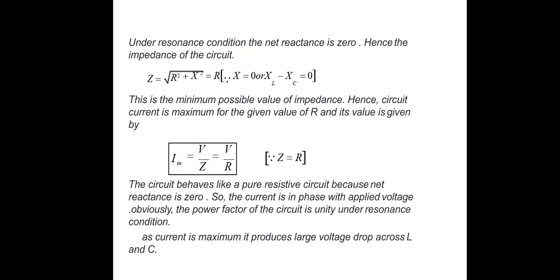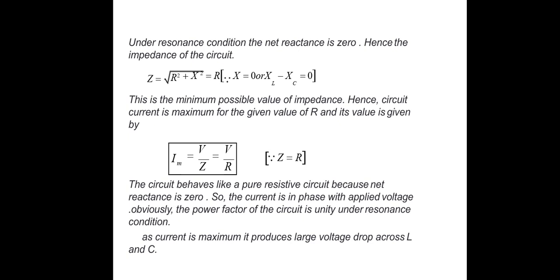The circuit current is a maximum here, because with minimum impedance the circuit current is automatically maximum. Therefore Im is equal to V by Z, which is equal to V by R, where Z is equivalent to R, the minimum impedance. The circuit behaves like a pure resistive circuit because the net reactance is 0 here. So the current is in phase with the applied voltage, and the power factor of the circuit is unity under resonance conditions.